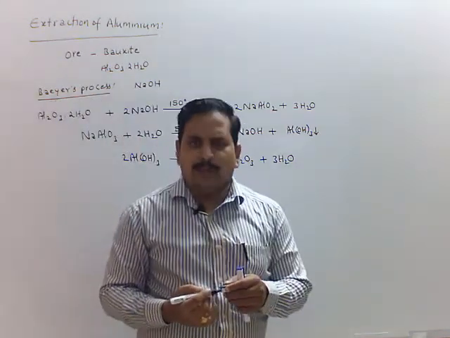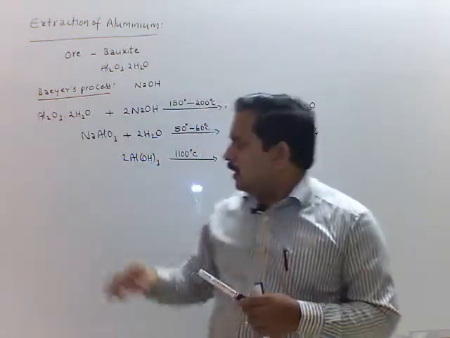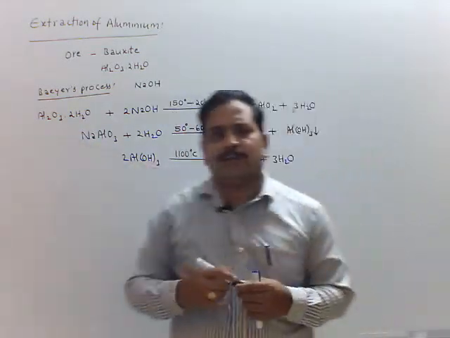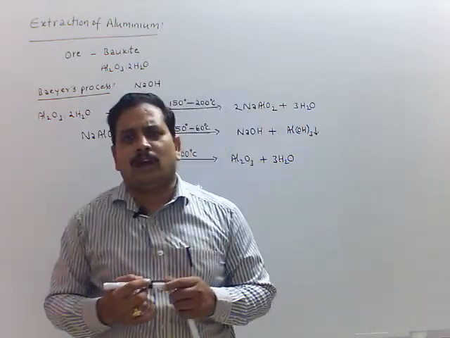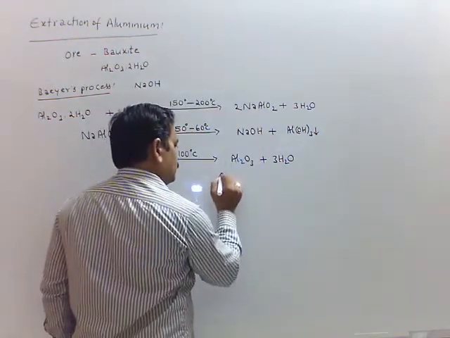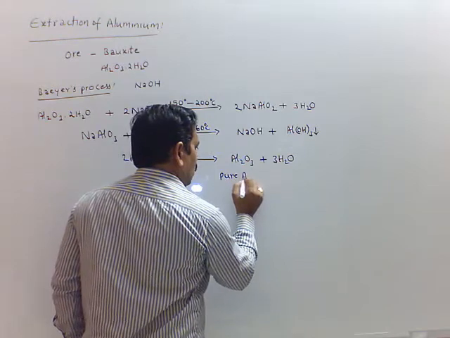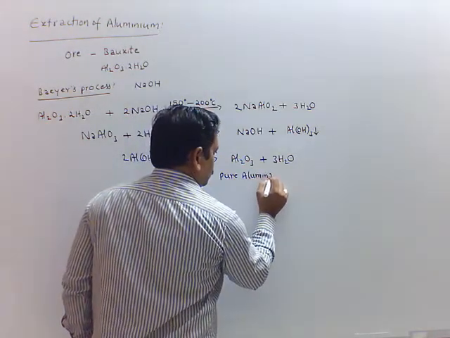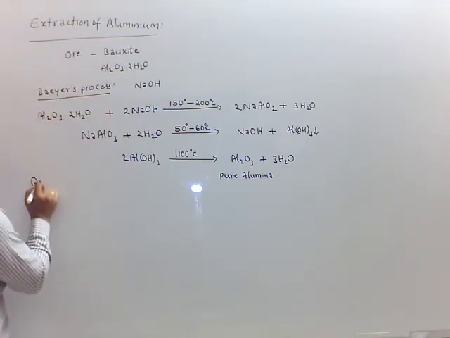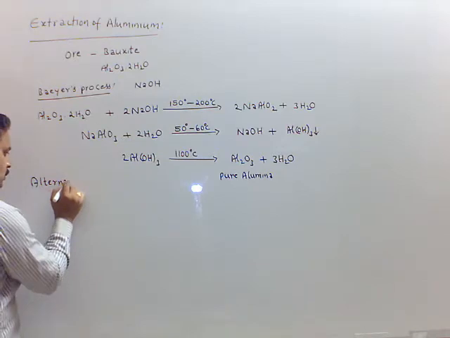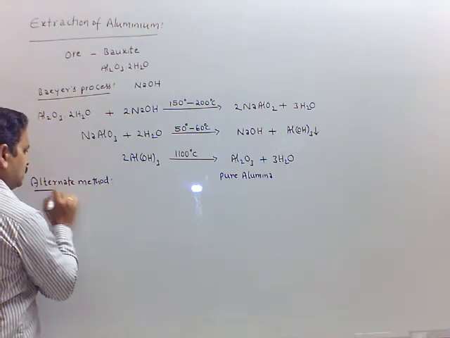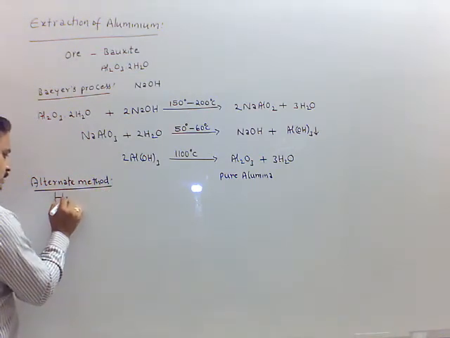This is Bayer's process. Here it is impure bauxite, and it gives pure alumina. So removal of impurities is called dressing of the ore. This is pure alumina. We have an alternate method also. The alternate method is called Hall's process.